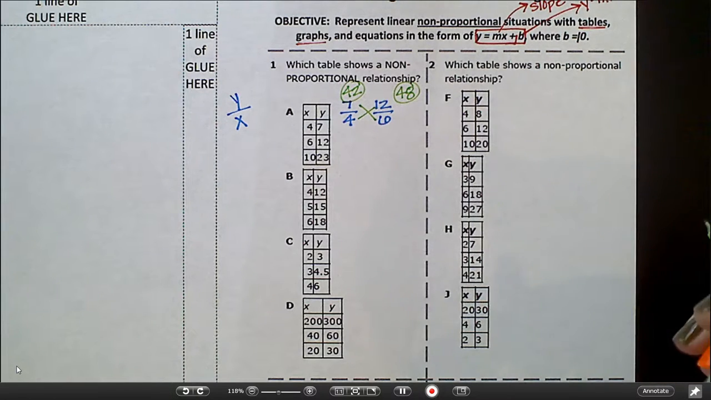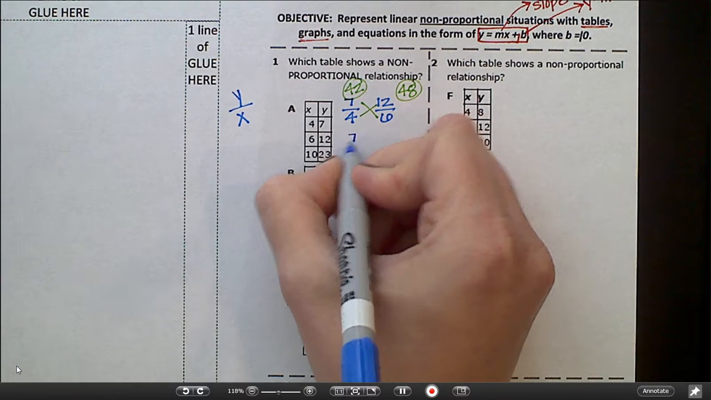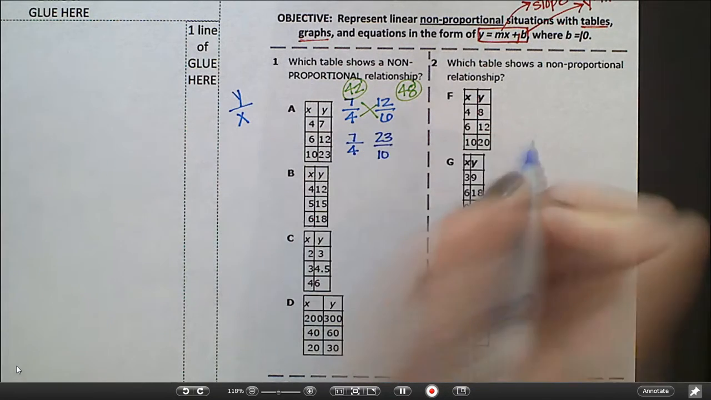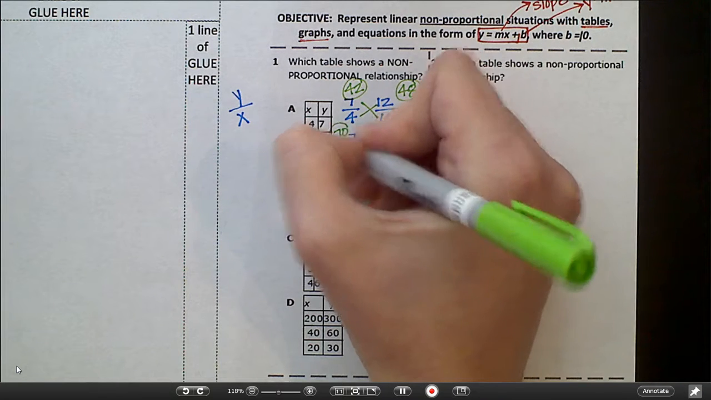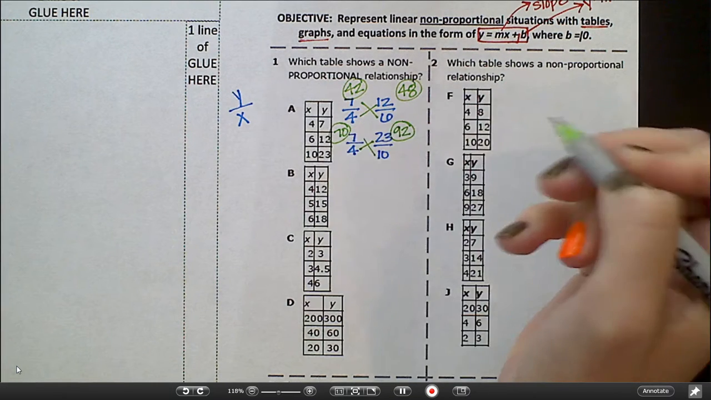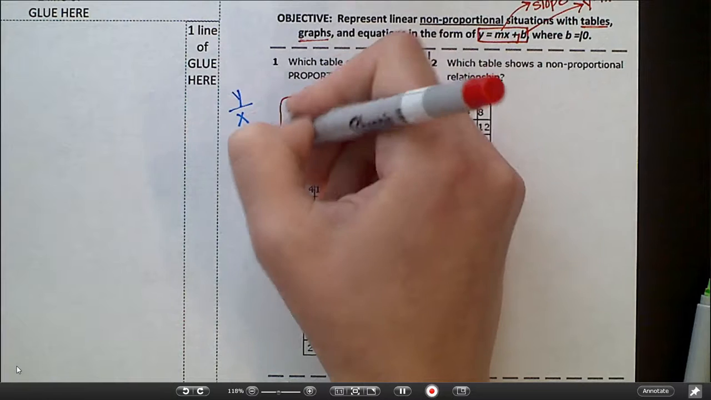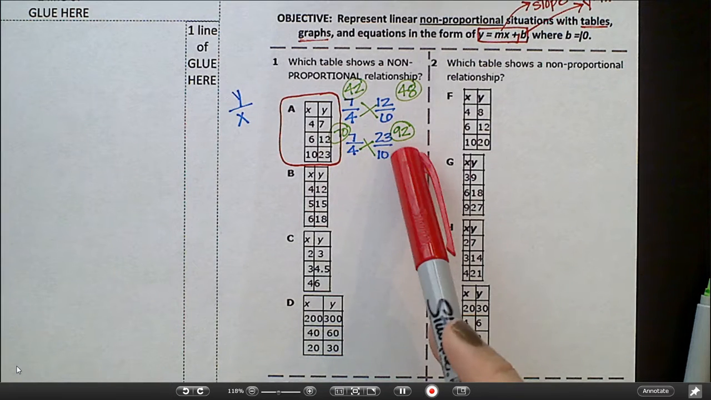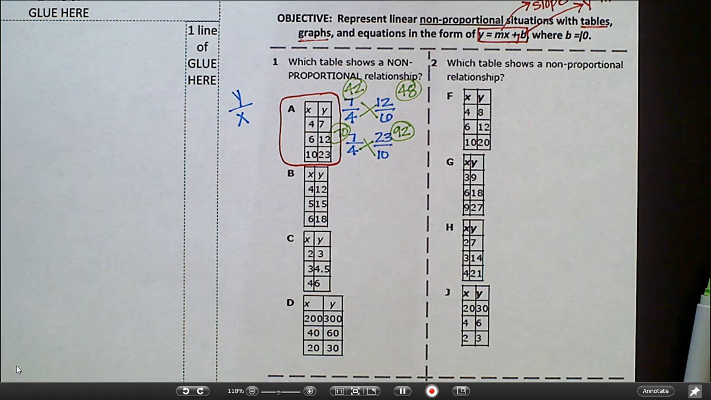So that's probably going to be our answer, but we need to go ahead and check the next set of numbers. So I'm going to still use 7 over 4, but I'm going to now compare it to 23 over 10. Again, feel free to use your calculator. 7 times 10 is 70. 4 times 23 is 92. Those are definitely not proportional. So A, really, I can pretty much bet that A is going to be my answer, because nothing in this table is proportional. But in order to prove this answer, we need to go ahead and test the other 3 answer choices.